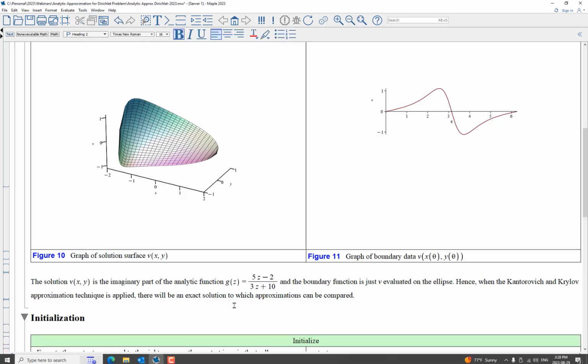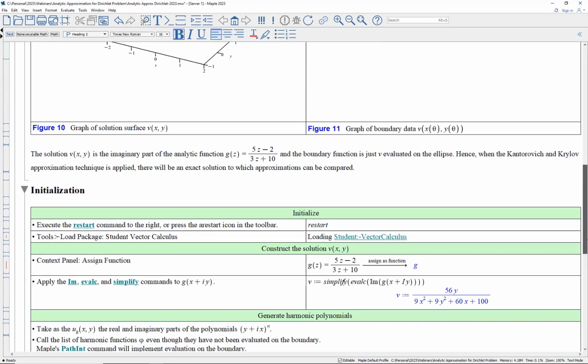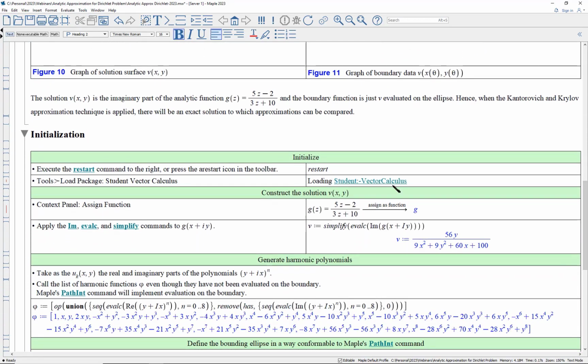Okay, to get started, I reinitialized and began Maple clean. So I did a restart, brought back the vector calculus package, and here is how I created that function V. So here's G, and I used the context panel over here. Assign function, and it does the work of defining this function. So I take the imaginary part of G of x plus Iy, and you have to hit it with an evalc because there are these parameters. It'll simplify. That's where I get this function V. It's harmonic.